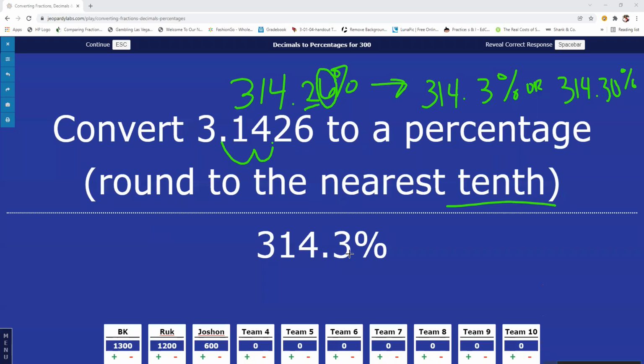Make sure you understand how to round, because I'm seeing a big mistake everybody's making. You aren't rounding to the correct decimal place. So make sure you're watching that.